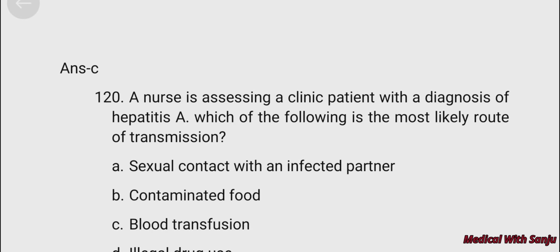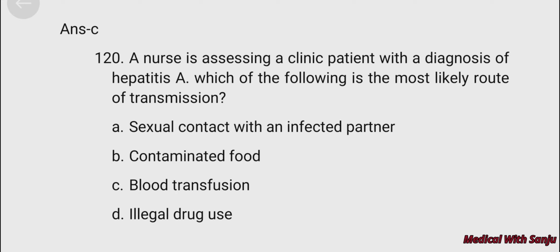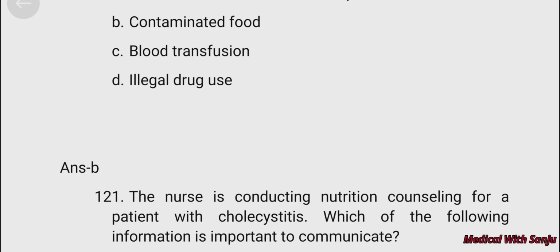Question 120. A nurse is assessing a clinic patient with a diagnosis of hepatitis A. Which of the following is the most likely route of transmission? Option A. Sexual contact with an infected partner. Option B. Contaminated food. Option C. Blood transfusion. And option D. Illegal drug use. Hepatitis A is the only type that is transmitted by the fecal-oral route. Option B is the right answer. Hepatitis B, C and D are transmitted through infected bodily fluids.